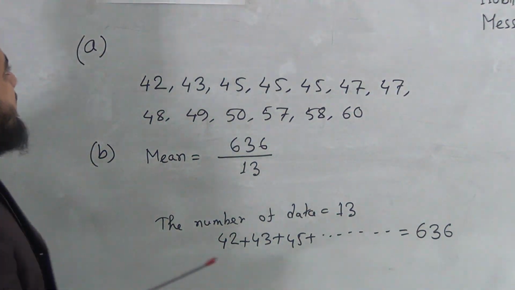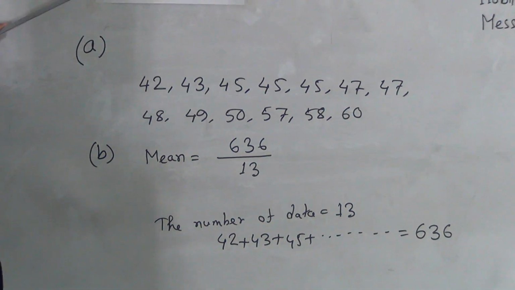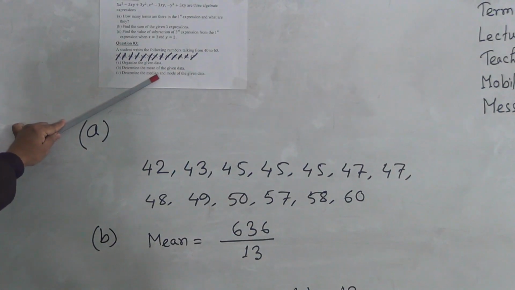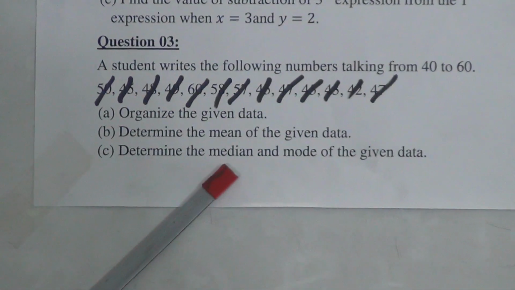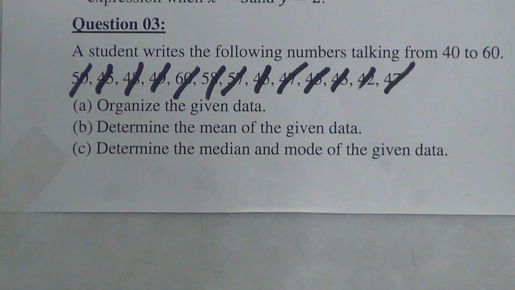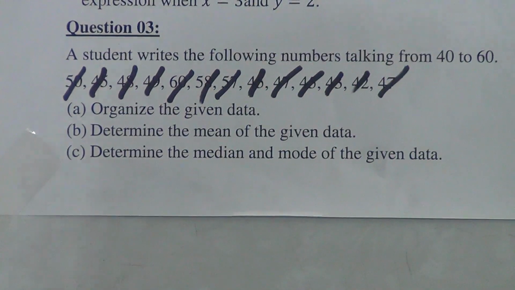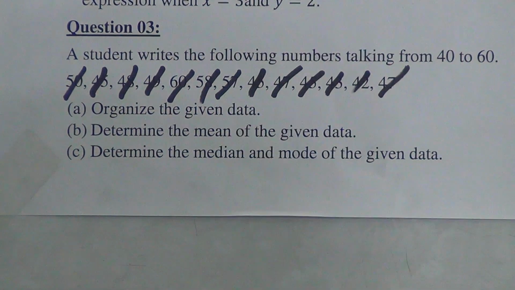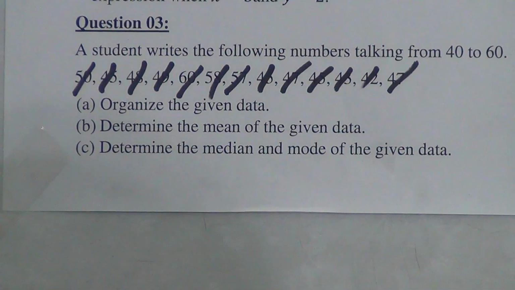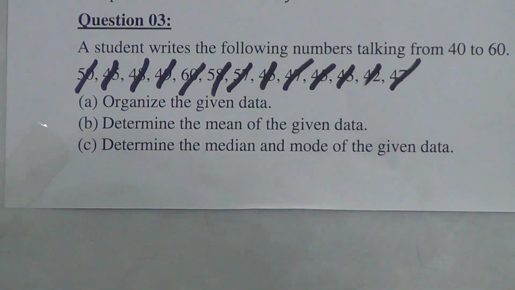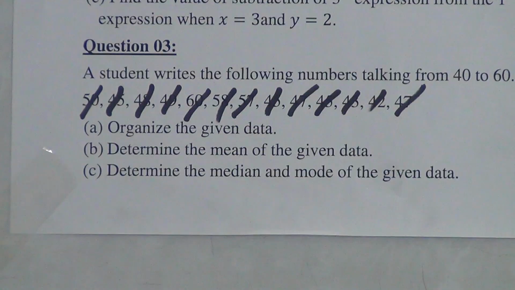Now I am solving the activity C. Activity C is determine the median and mode of the given data. We have to find out the median and the mode. To find out the median you can use your book page number 163. Page number 163 you can use to calculate the median of the data. I am solving this one on the board.